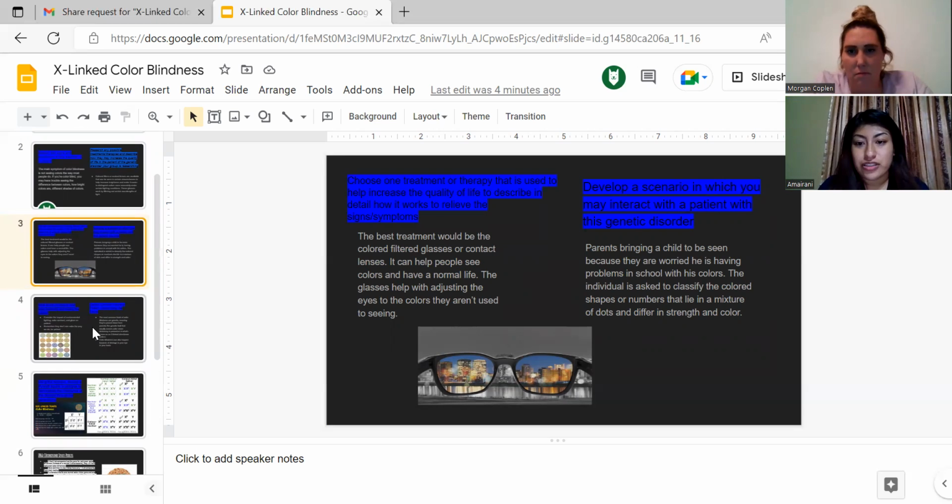Develop a scenario in which you may interact with the patient with this genetic disorder. Parents bring in a child to be seen because they are worried he is having problems in school with his colors. The individual is asked to classify the color shapes or numbers that lie in a mixture of dots and differ in strength and color.